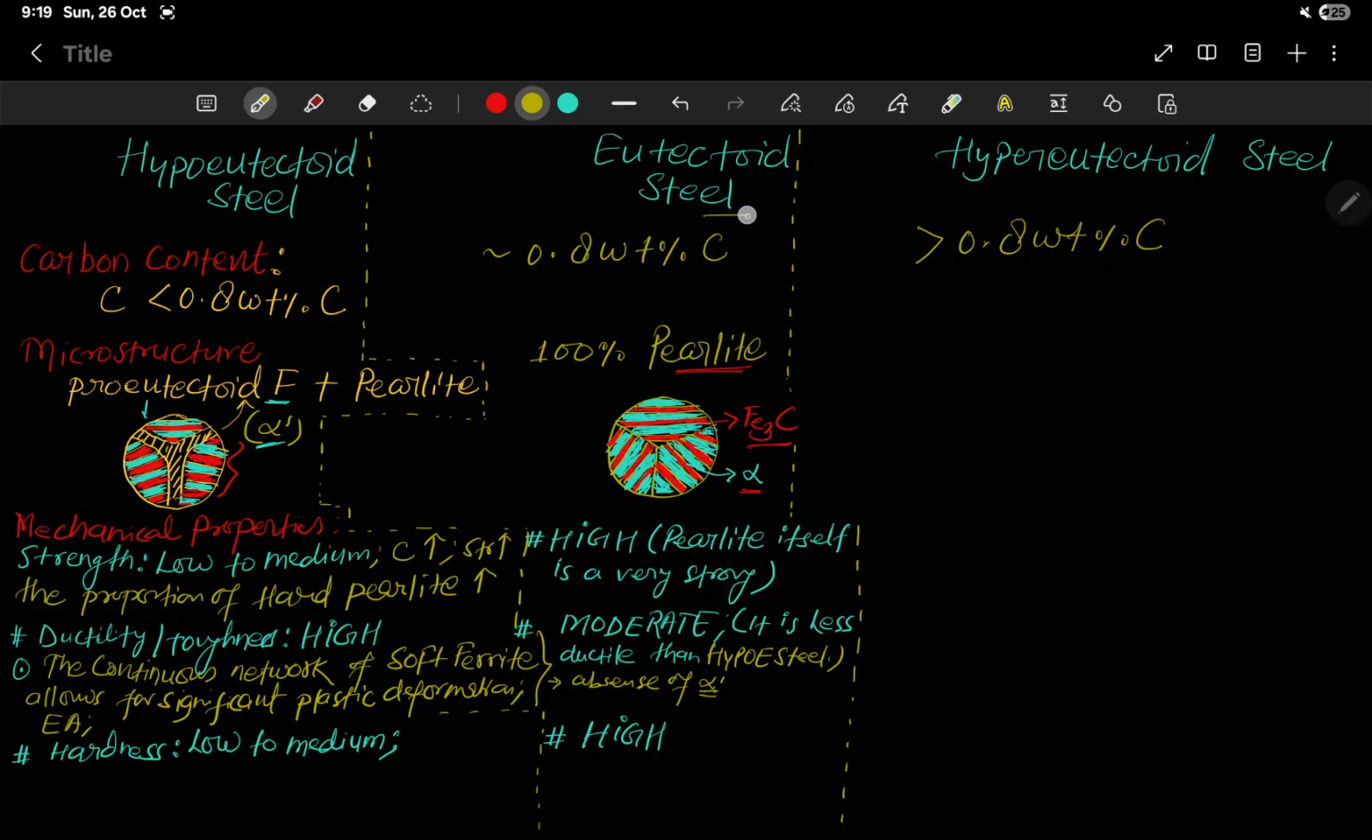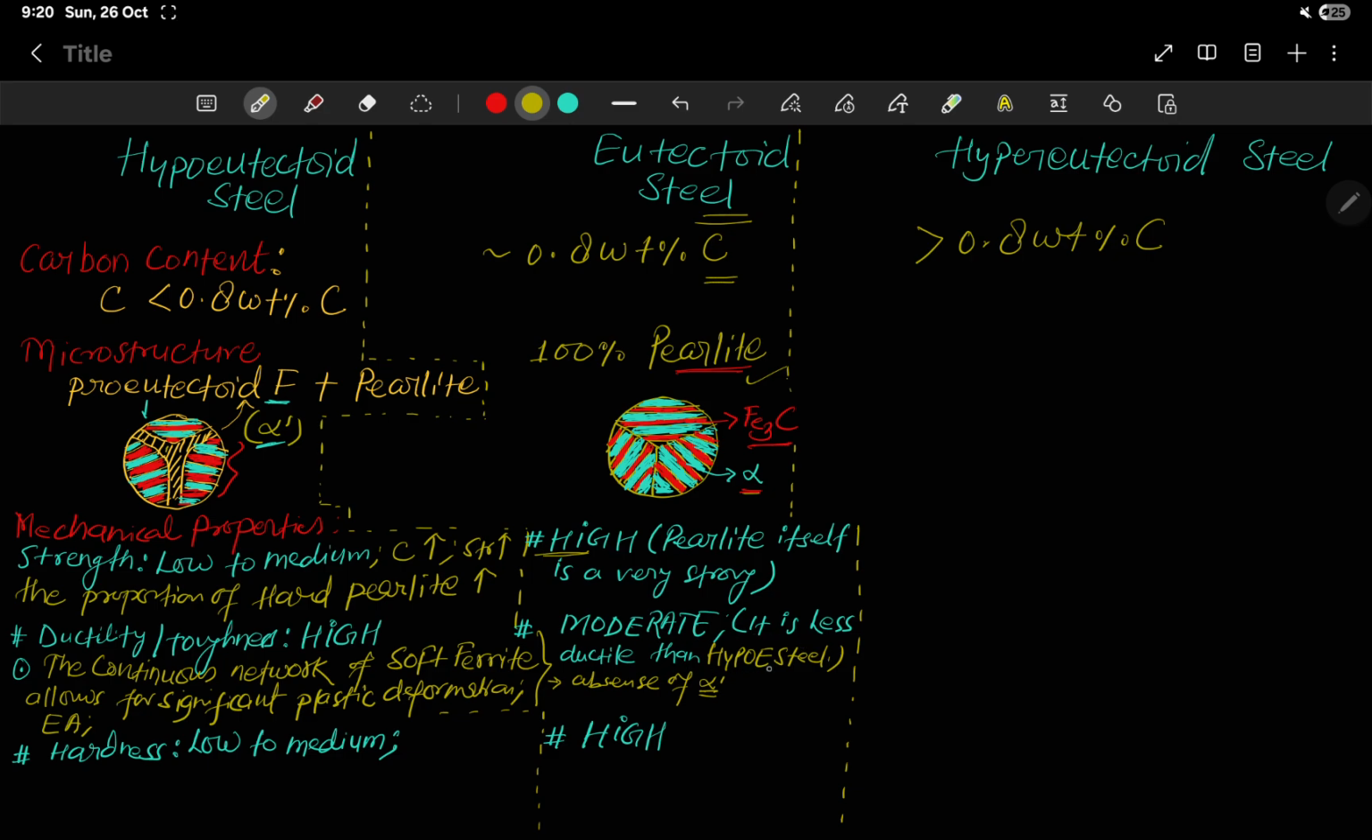In eutectoid steel, we have discussed that the carbon concentration is 0.8 weight percent, and it has 100% perlite in nature. In this microstructure we get alternate layers of alpha ferrite and cementite. In mechanical properties, strength is high because it has the perlite phase, and perlite itself is a very strong microconstituent. It has moderate ductility and toughness.